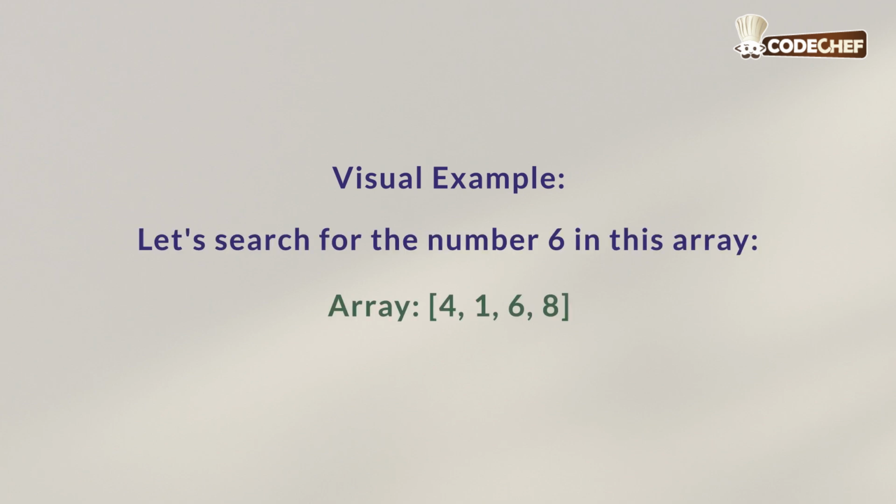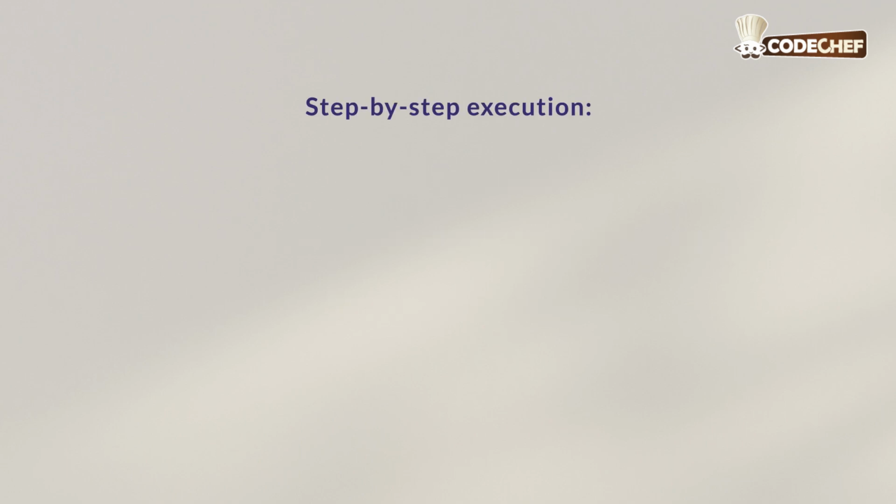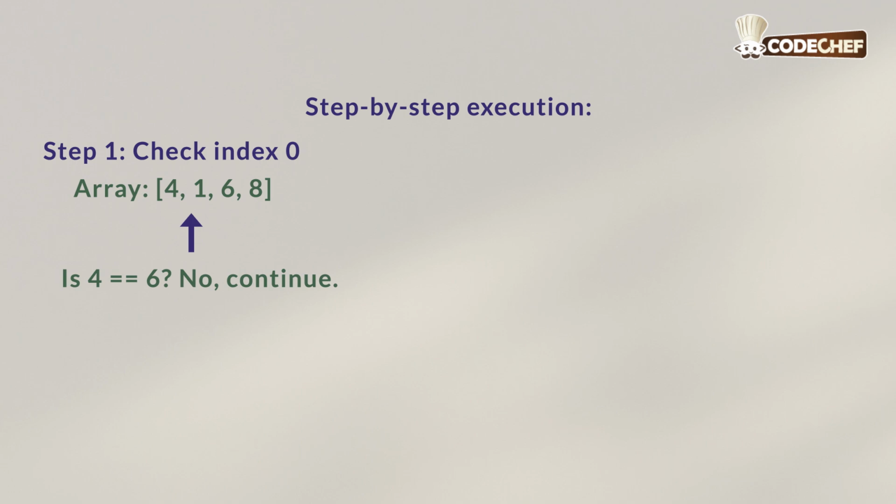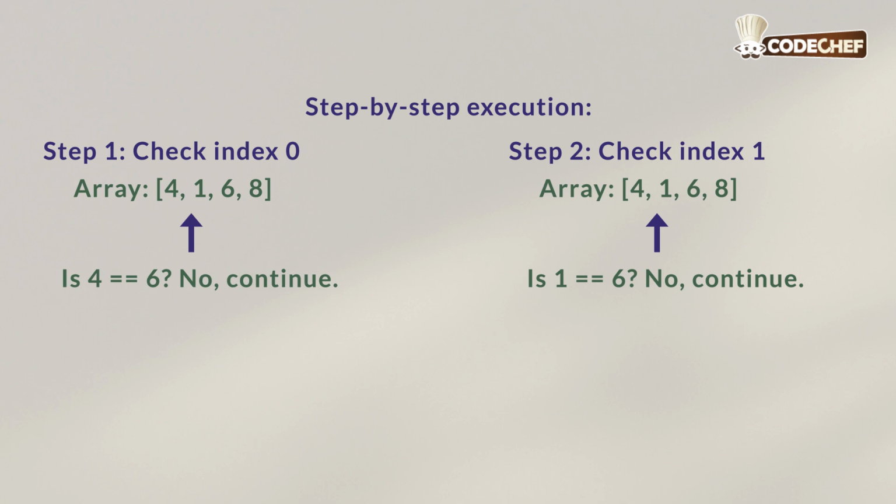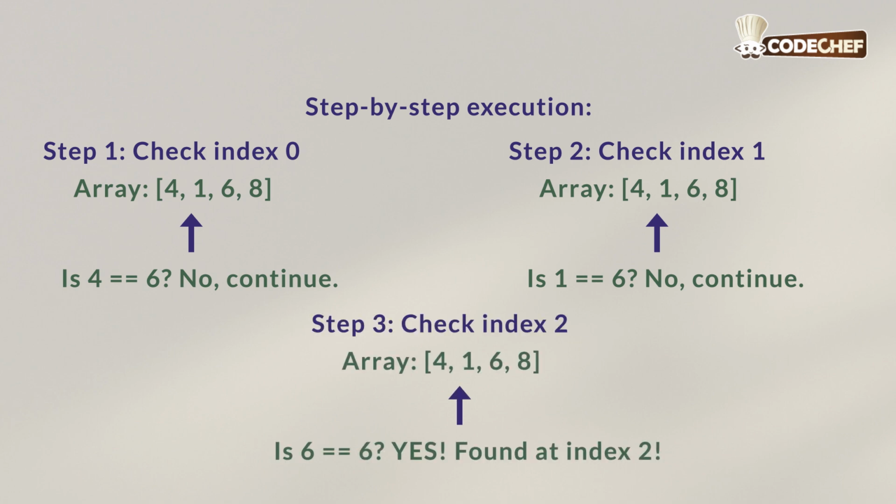Now let's look at an example. We are searching for number 6 in this array of 4, 1, 6, 8. The step-by-step execution looks like this. Step 1, checking at index 0. At position 0, we have 4. Is 4 equal to 6? No. We have 1 at index 1. Is that equal to 6? No. So we continue. Then we check at index 2 and we find 6. It took 3 comparisons to find the number 6.